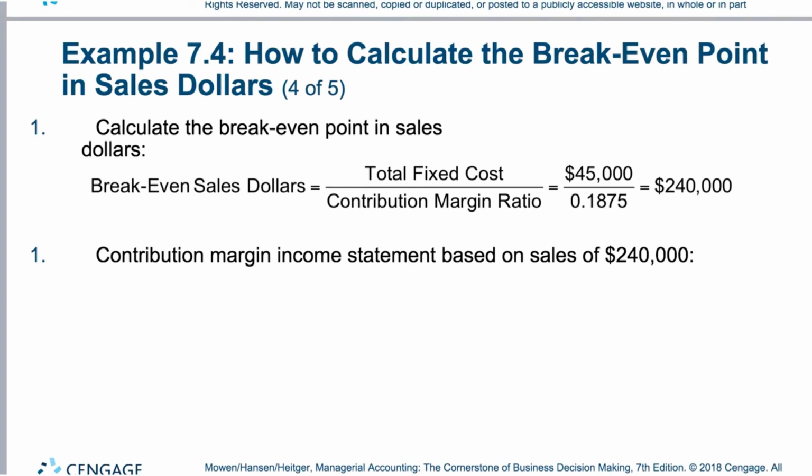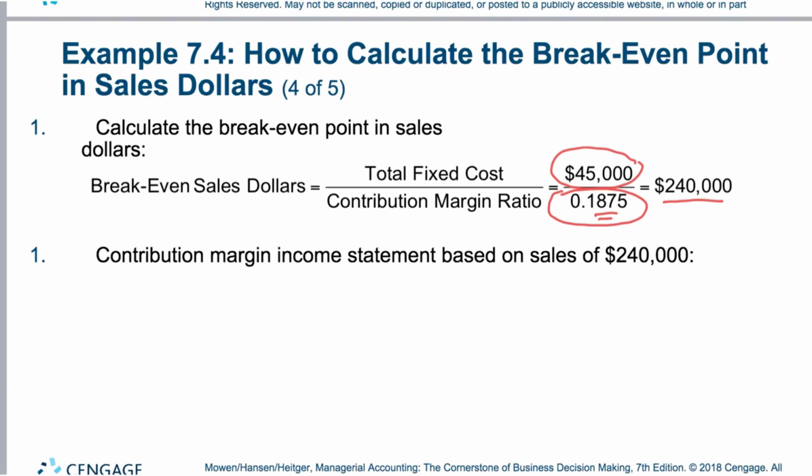So then we calculate our break-even sales dollars as our total fixed cost, $45,000, over our contribution margin ratio of 18.75%. By the way, you don't want to round this. You want to always have all 4 decimal points, because otherwise you'll have a rounding error. This gives us our break-even sales of $240,000.